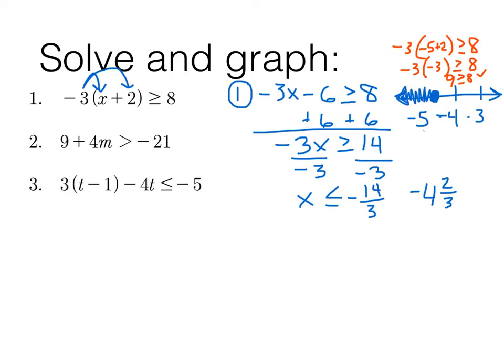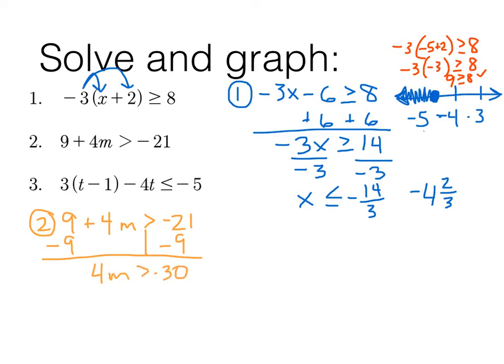Let's look at 2. I'm going to use orange for this one. This one is nice and straightforward. I had a very specific reason for wanting to do this one. I'll show you in a moment. We're going to subtract 9 from each side to get the 4m by itself. 4m is greater than -30. We're going to divide both sides by 4. What kind of 4? A positive 4. Do not flip that symbol around. And there's our solution.